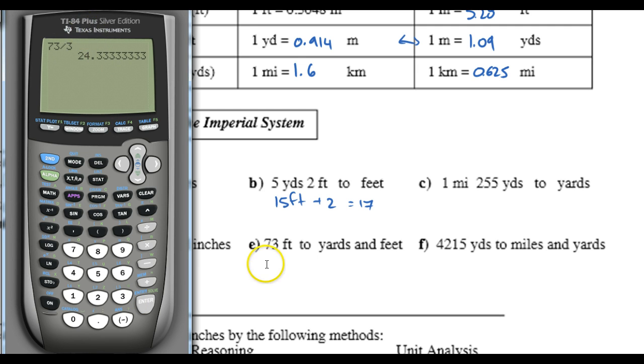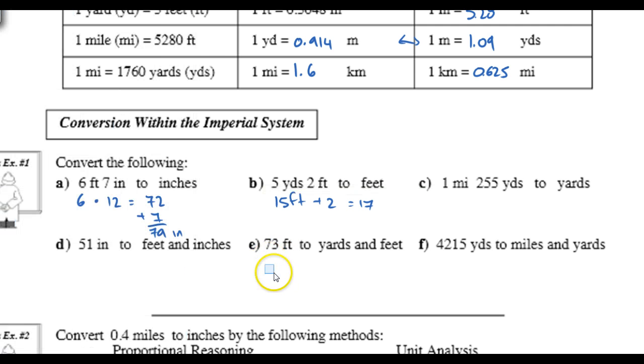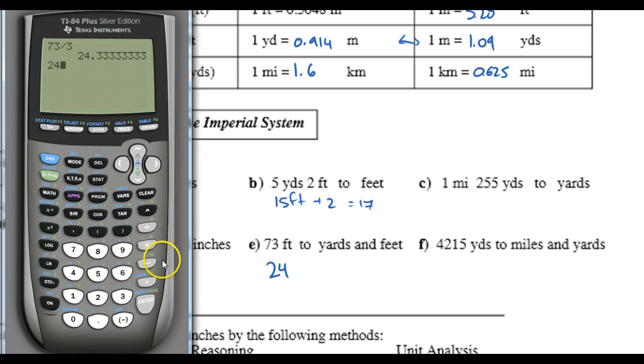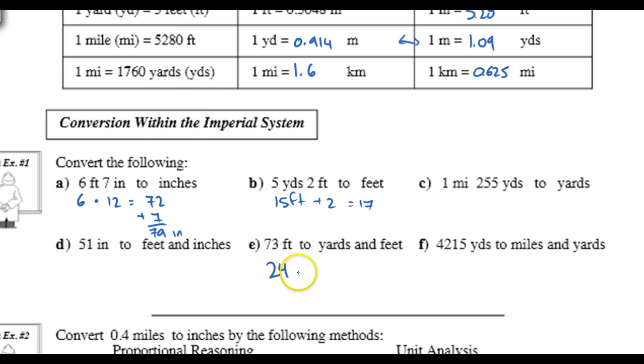So if it's 24, I'm just going to write the whole number there. So there's 24 yards. Okay, 24 times 3 gets me 72. So there's 1 foot that's extra. So that's going to be 24 yards and 1 foot. Okay. All right. So similar strategy for these.